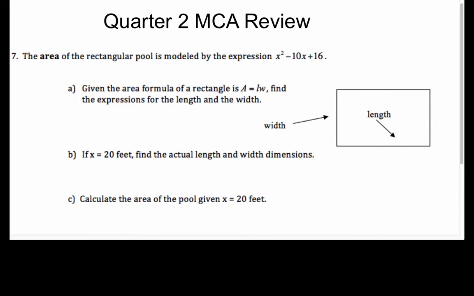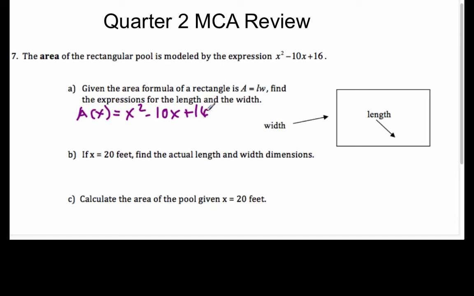All right, so number 7, the area of the rectangular pool is modeled by the expression x squared minus 10x plus 16. This means then, if you think about it, that we've got this rectangular pool here. If I want to find the area, let's say I have to buy a solar cover, so I want to figure out the area of this particular thing. So that means I have an equation, A of x is equal to x squared minus 10x plus 16.